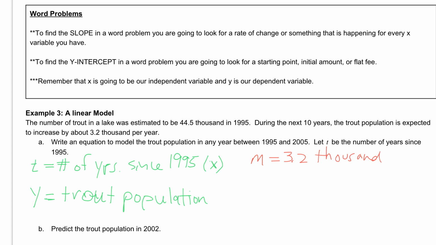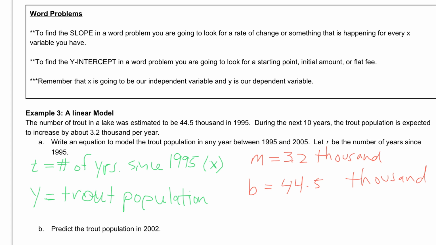Then we're looking for our y-intercept. And our y-intercept is going to be that initial amount, the starting point, the flat fee. So if we're talking about a trout population, we want to know what's the beginning population before we start calculating things. And right here it says the trout population was 44.5 thousand in 1995. And 1995 is the first year we are starting. So we know that our y-intercept, our beginning, is 44.5 thousand.